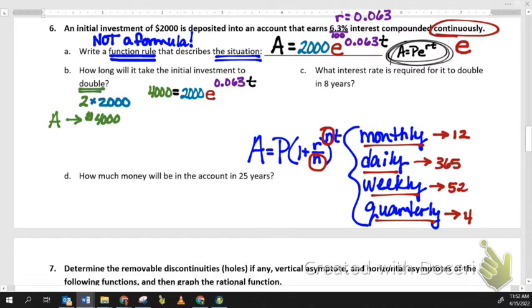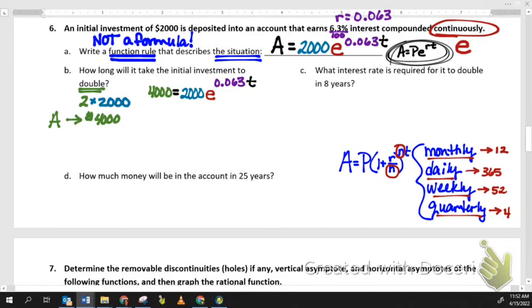I want to get E all by itself because I'm needing to isolate T. We would divide both sides by 2,000. What is 4,000 divided by 2,000? 2. Equals e to the 0.063 t. What I'm looking for is where? T. Where is that in the problem? It's by the decimal. You'll have to move up.